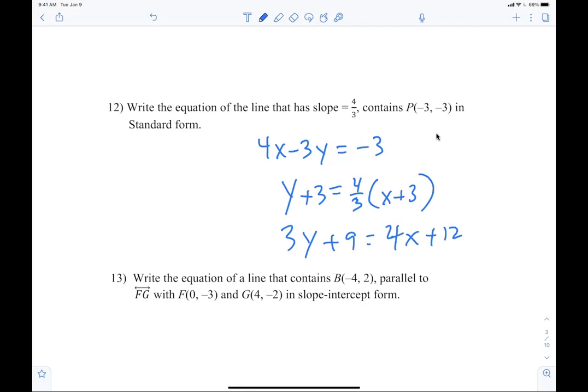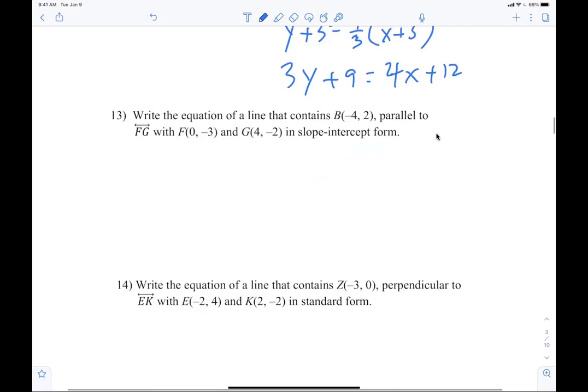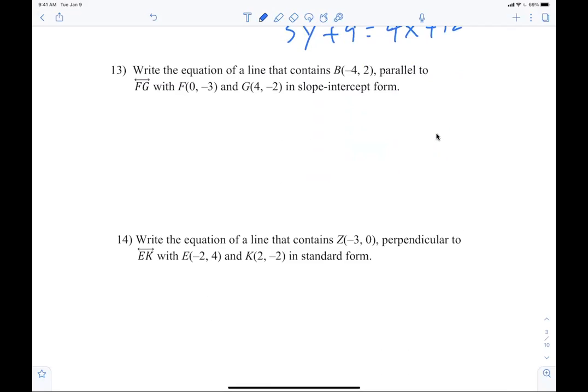Yes. 4x minus 3y equals -3. Number 13. Tell me, James, good. Y equals 1/4 x plus 3. Write the equation of the line that contains (-4, 2) parallel. Anybody else? Like I said, I'm assuming you're right, unless you can tell me different.